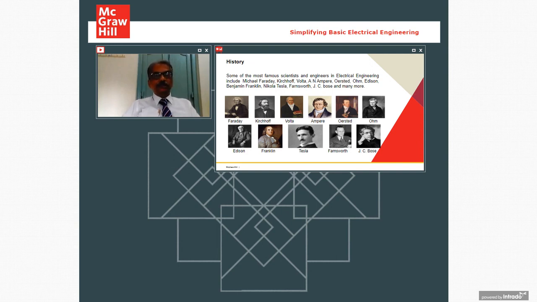Kirchhoff was a German scientist, and he developed the different laws that help us in solving numerous circuits. Numerous circuit solutions are possible using his creation. Next, we come to Volta. He was the pioneer in developing the concept of EMF, electromotive force, the voltage, the potential. Ampere developed the concept of current, and the unit of current and the unit of voltage are named ampere and volt. Then Oersted was a pioneer in developing the concept of magnetic field, and how we can use the magnetic field in electrical appliances and apparatus.